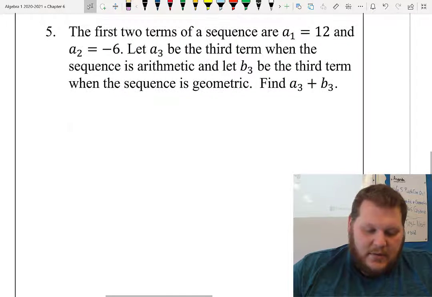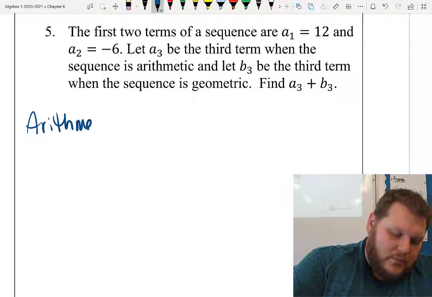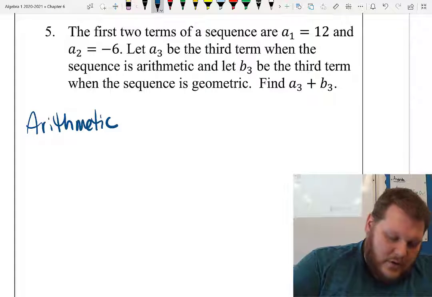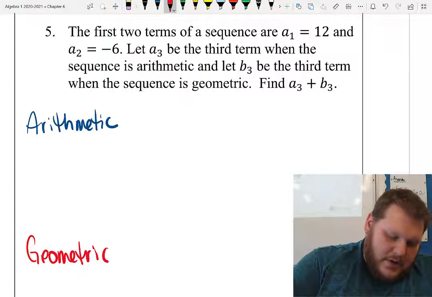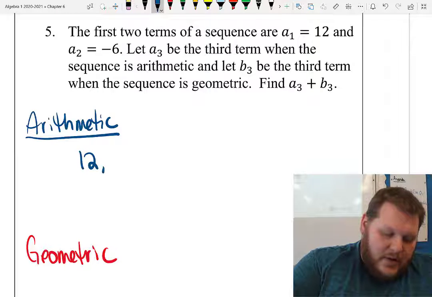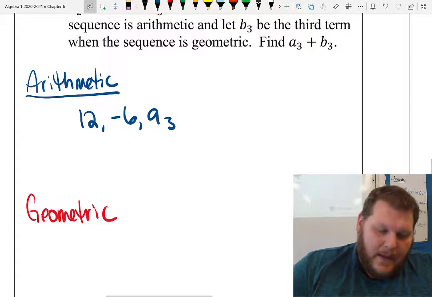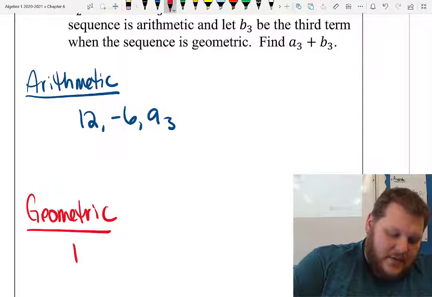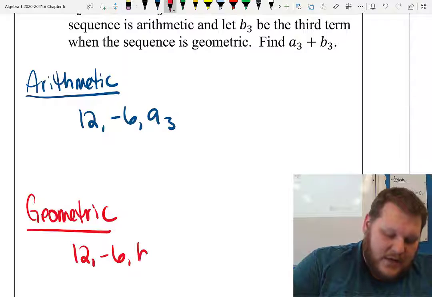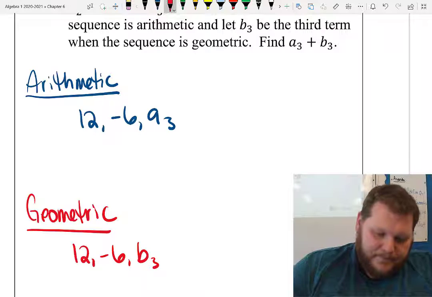So what that translates to, we've got two different options. We'll do arithmetic in blue, and we're going to do geometric in red, because they're wanting us to continue this pattern in two different ways. The first one, my sequence is 12, -6, A3, and that's where it's arithmetic, where there's a common difference. And then for the geometric side of things, the first two terms are the same, 12 and -6, but then they want us to find B3, the third term of my sequence if it's geometric.